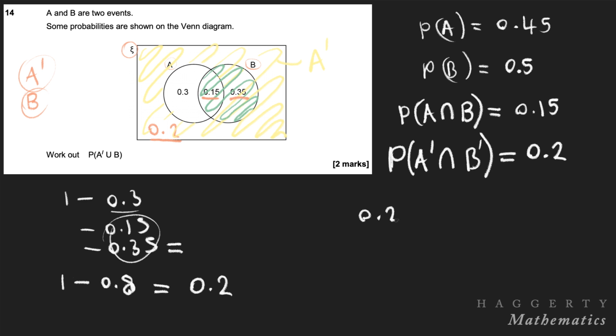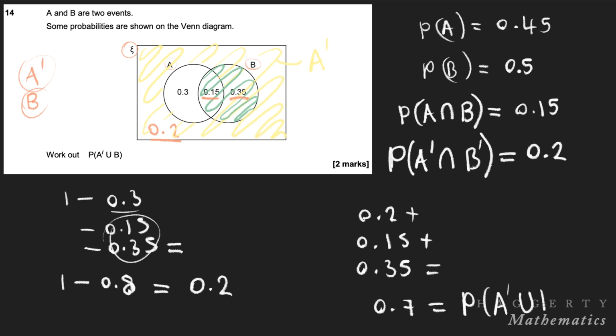So 0.2 in addition with 0.15, in addition with 0.35, and that's going to give us the probability we're looking for. What is that? 0.7, and that's our answer right there. That's the probability of not A union with B, and that's the final answer.